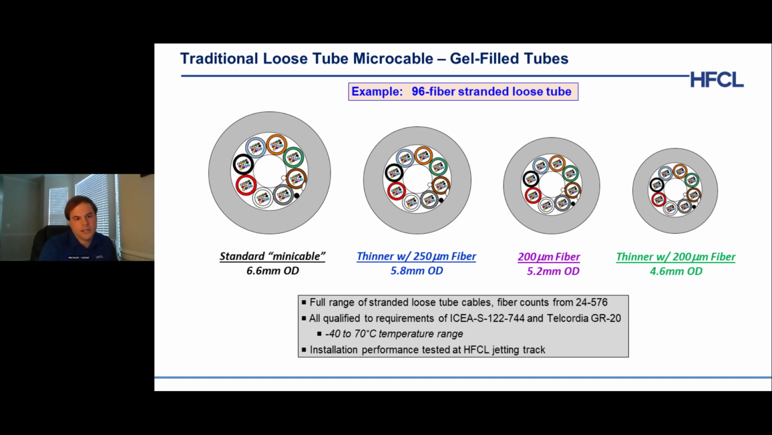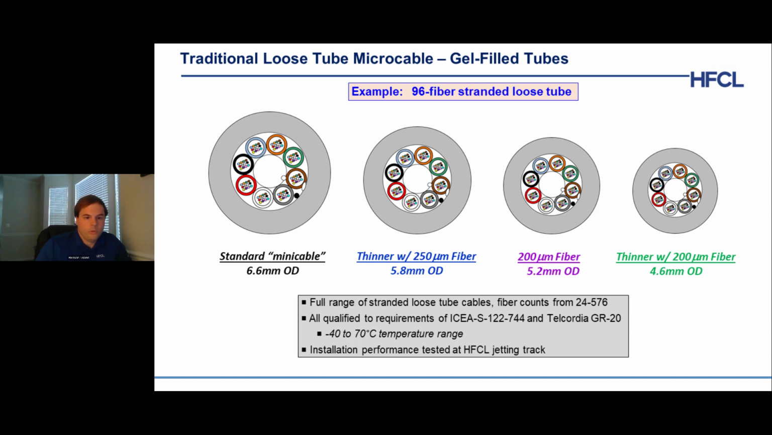Off to the left is a standard, what we'll call a mini cable, it's still a microcable, all the way down to the far right, which would be from our nano thin product line, a 4.6 millimeter cable diameter. And so how is this accomplished? Number one, improvements in the manufacturing process. And number two, the use of 200 micron fiber as opposed to 250 micron fiber.